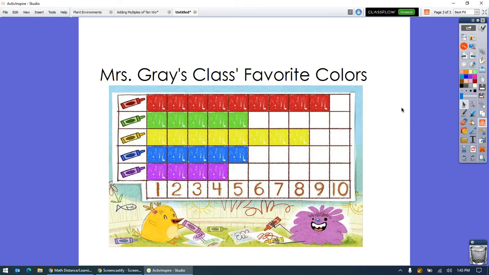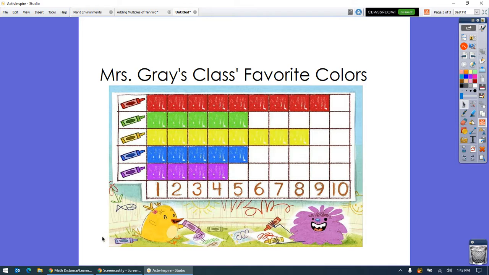Most of the time our questions are going to start with how many. But sometimes we can say which, like which color got the most votes, which color got equal votes, which color got the least votes. How many students voted for yellow? How many students voted for red and blue? All of those are different questions that you could ask with your graph, and you could also answer with your graph.